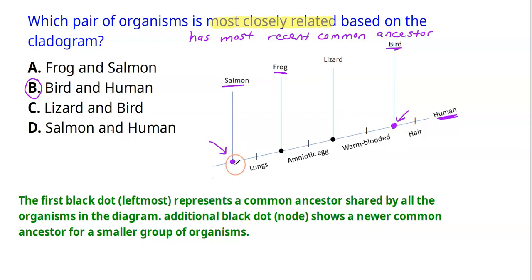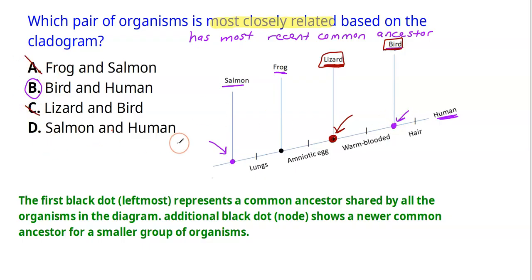But let's look at C, just to see why it's not correct. The lizard and the bird, what's their most recent common ancestor? Well, here is the lizard. Here is the bird. Let's trace them backwards. So bird, common ancestor. This common ancestor is farther back in time, and that's shared with the lizard because if I trace it back, they match up right here. So their most recent common ancestor is here, which is further back in time than this. So that's why C doesn't work either.